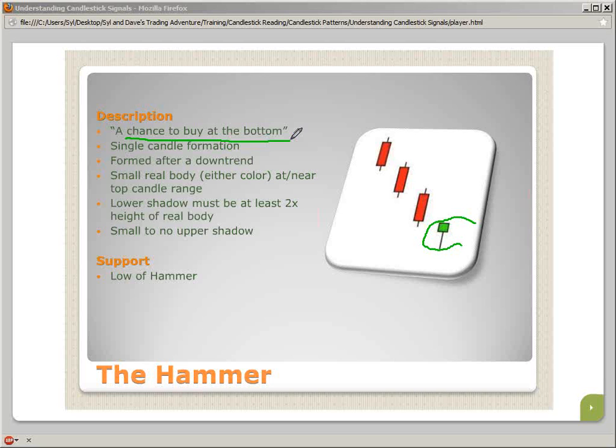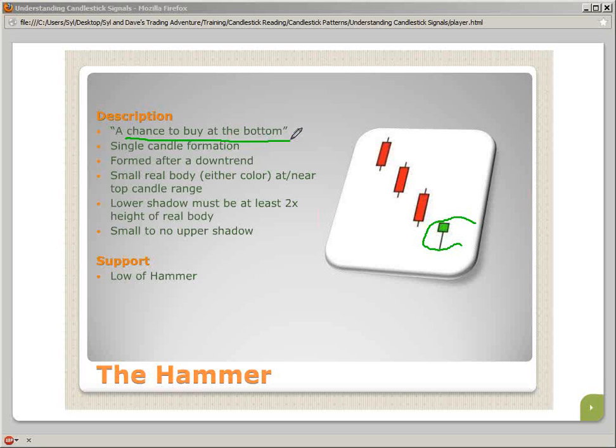What matters is the size of the body relative to the size of the shadow. The shadow must be at least twice the size of the real body. Otherwise, it's not a hammer. Some people might want to call something that's maybe a 1-to-1 ratio a hammer. It's not a hammer. A hammer has to be at least twice the size, and ideally has no upper shadow, or maybe a small one only on the top side.